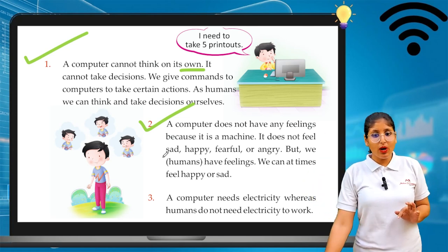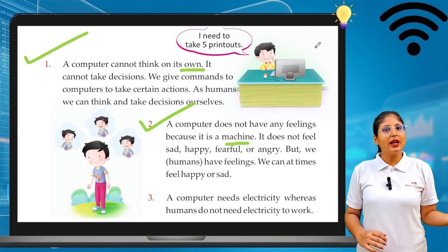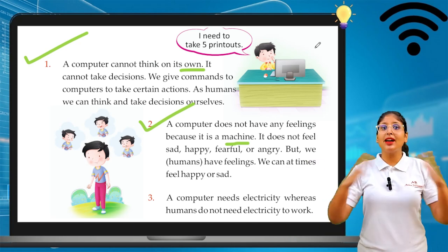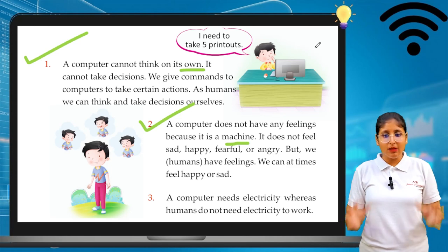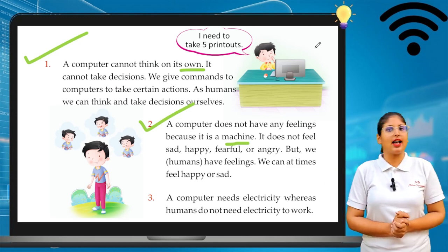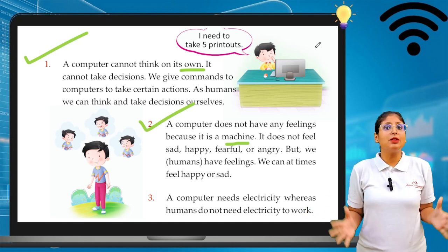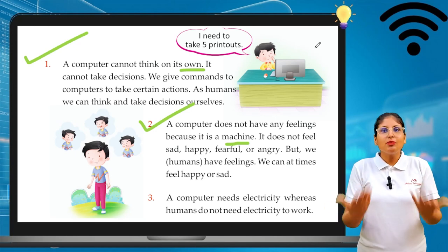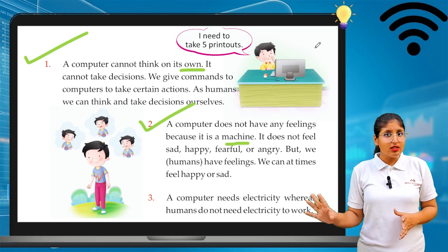We already know a computer is a machine, so it doesn't have any feelings. It doesn't know how to become sad, happy, or excited. It does not feel happy, sad, fearful or angry, but we humans have feelings. We can feel happy or sad. Just like I am teaching you now, I am very happy to teach you. This is the feeling I am sharing with you. But computers don't have feelings.